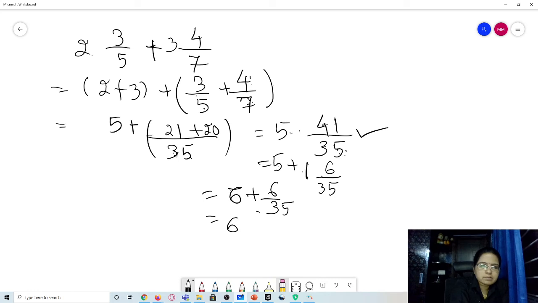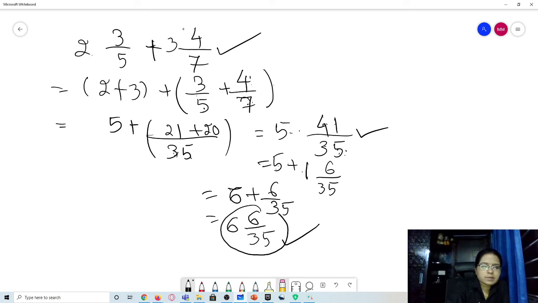That is 6 and 6 divided by 35. So the addition of 2 and 3 divided by 5 plus 3 and 4 divided by 7, the addition of these two mixed fractions, is 6 and 6 divided by 35. This is the answer.